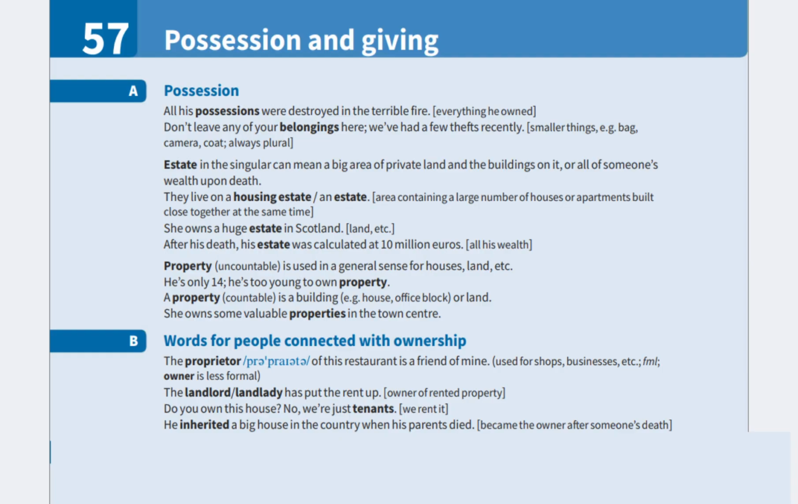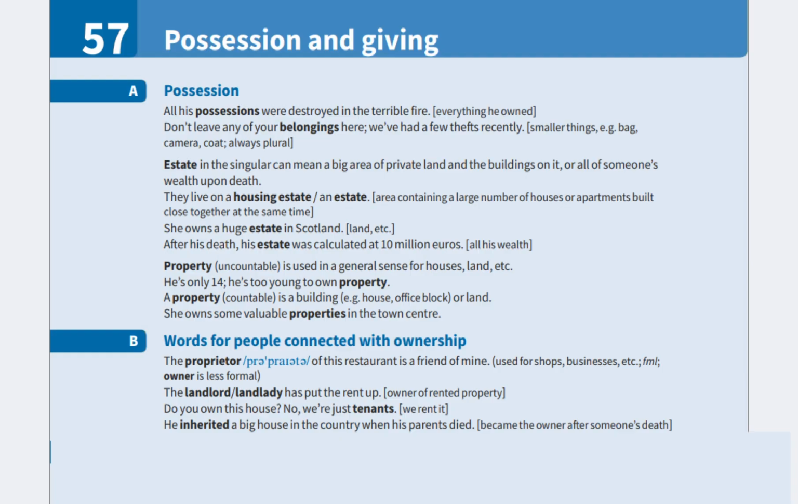The noun property can be either uncountable or countable. When property is uncountable, it refers generally to houses, buildings, or land. For example, he is only 14, but he is too young to own property. When a property is countable, it refers to a particular building or piece of land. For example, she owns several valuable properties in the town center.